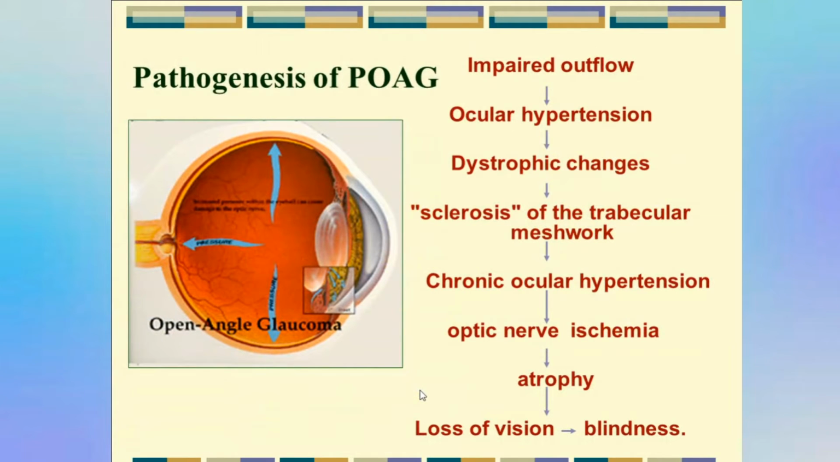Pathogenesis of primary open-angle glaucoma. The cause, of course, is impaired outflow. Usually, the problem is in the trabecular meshwork, with sclerosis of the trabecula, so less fluid can leave the eye through it. Impaired outflow is a cause of ocular hypertension. Then we can see dystrophic changes. Again, deeper sclerosis of the trabecular meshwork, chronic ocular hypertension, optic nerve ischemia, then atrophy of the optic nerve, loss of vision, and blindness.